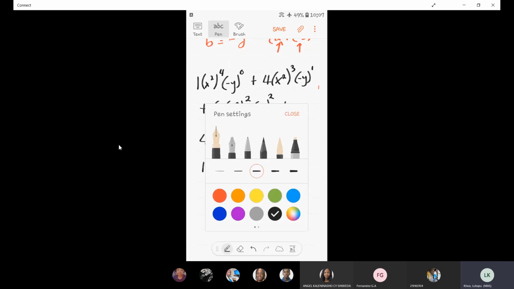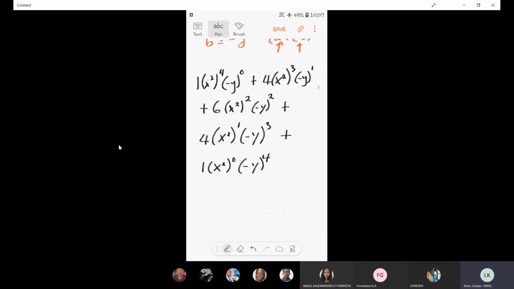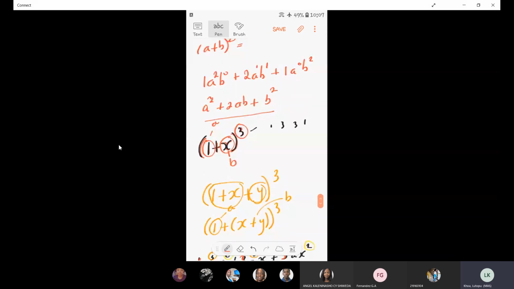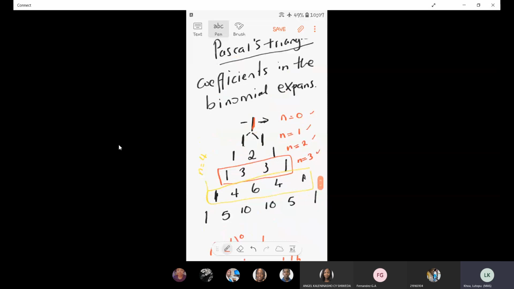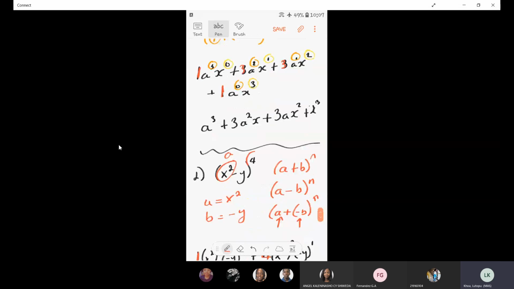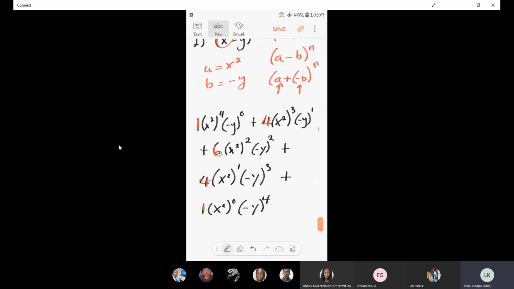Okay, so let's just go over that. So you can see my coefficients. I have 1, 4, 6, 4, and 1. Okay, those coefficients, I got them from level 4 on the Pascal's triangle. So to know what level I need to use on the Pascal's triangle, I look at the exponent over here. I look at the exponent 4, and that tells me what level I am on in the triangle.